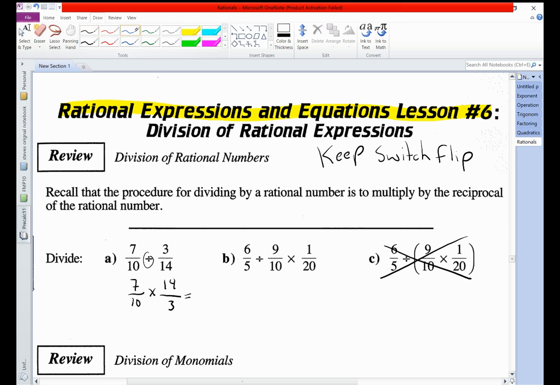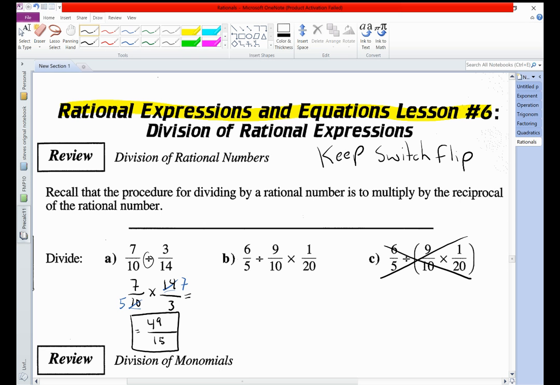However, we know from the multiplying rational expressions lesson number 5, we can reduce things before we do this if we'd like to. So we have 7/10 we can't really reduce, and 14/3 we can't really reduce, but we have a 14 here and a 10 here, so we can divide both of those by 2. So that would become 7, and that would become 5. And then we don't have to reduce our fraction as much once we multiply. 7 times 7 is 49, and 5 times 3 is 15. And there you have it.